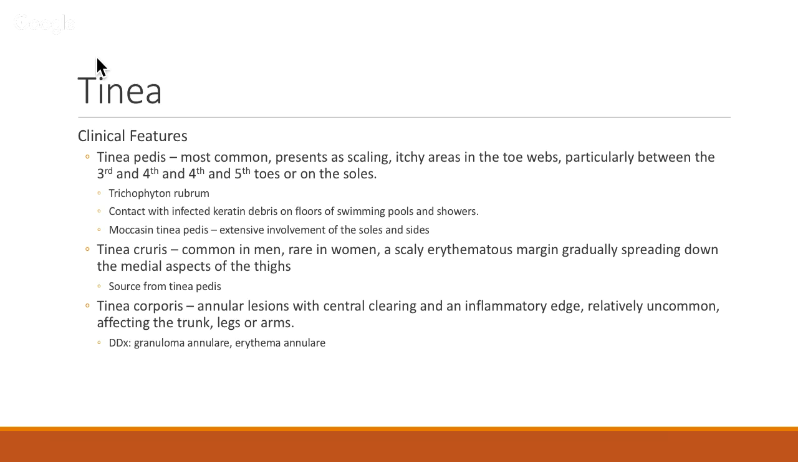the sides. Tinea cruris is when it infects the groin region, and classically it's described as a scaly spreading erythematous rash that goes down the medial aspects of the thighs. The source is often from tinea pedis. Tinea corporis, in contrast, causes these annular lesions, classically with central sparing and a spreading peripheral edge with scale. It's relatively uncommon, but it'll affect the trunk, the legs, or the arms.